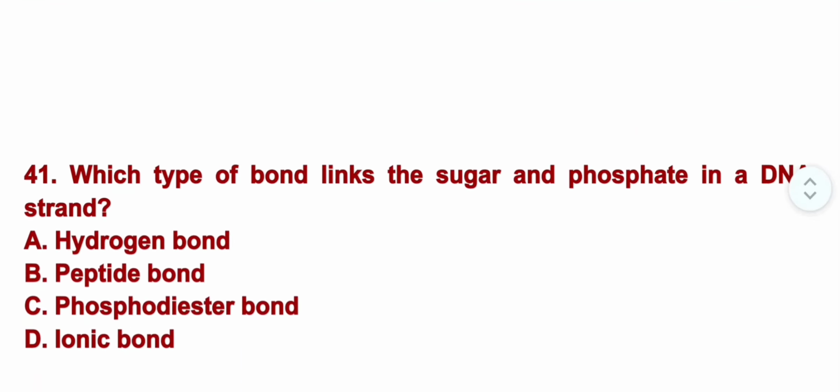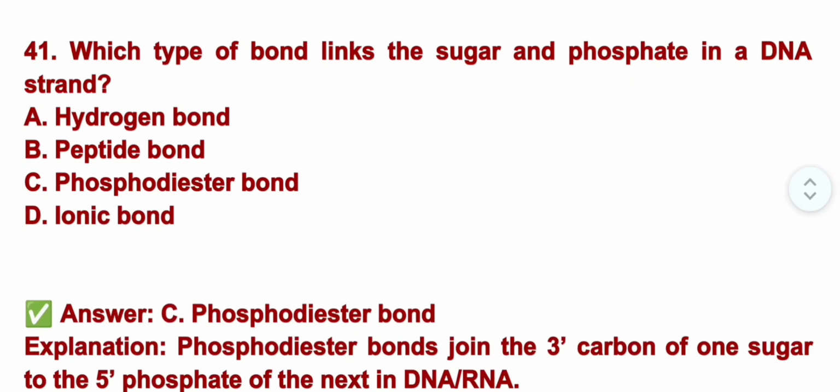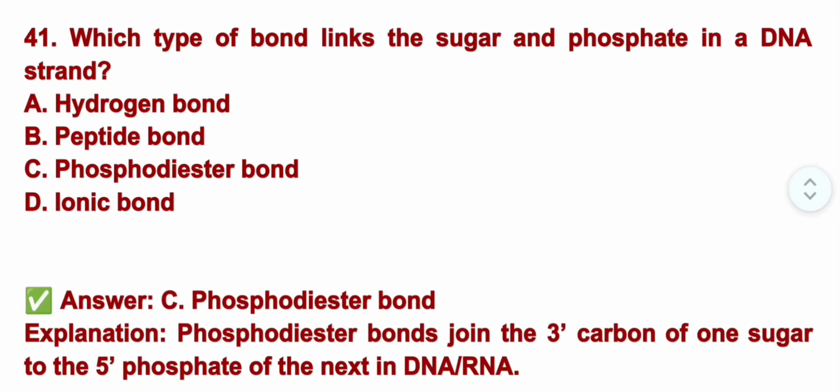Question number 41. Which type of bond links the sugar and phosphate in a DNA strand? The correct option is option C, phosphodiester bond. Phosphodiester bonds join the third carbon of one sugar to the fifth phosphate of the next in DNA and RNA.